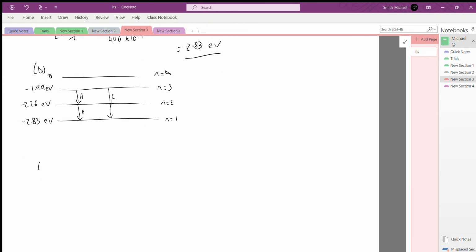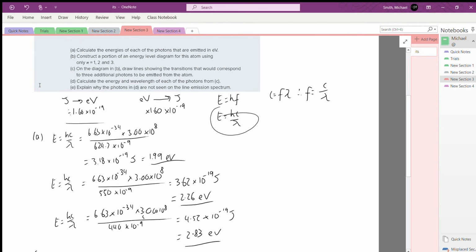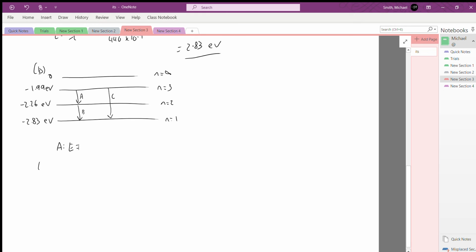Our process is the same for all of them, so first let's do A. Our energy will correspond to the energy difference between the 2 levels. So here, let's make sure I label this part correctly, so it's a D. This will be 2.26 take 1.99, which equals 0.27 electron volts, which equals 4.32 times 10 to the power of minus 20 joules.